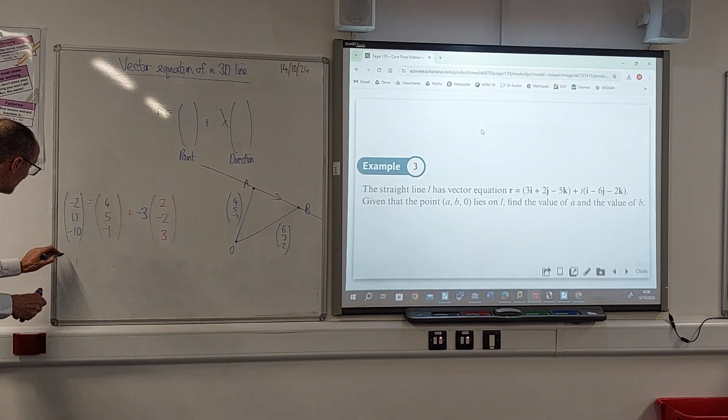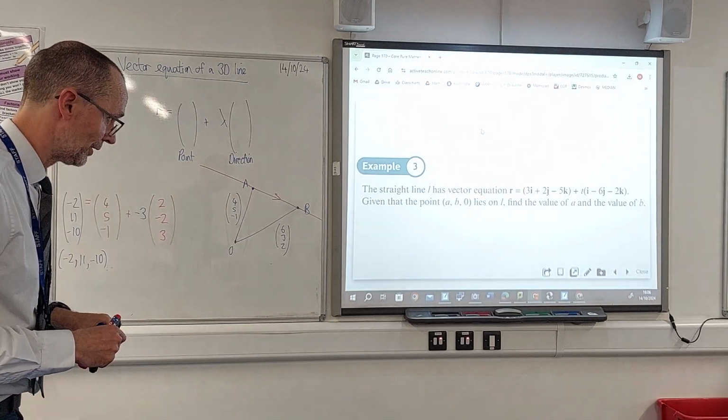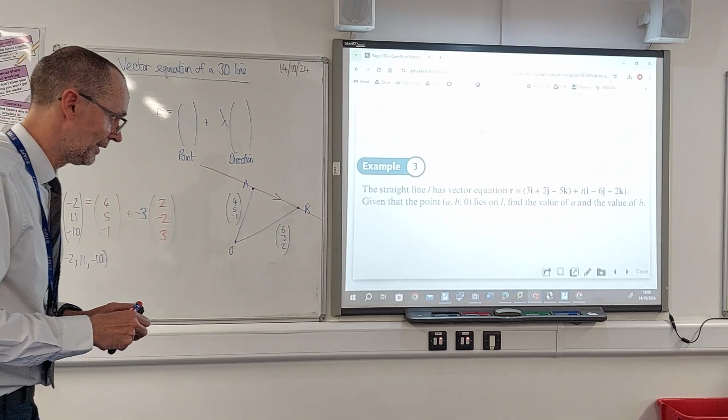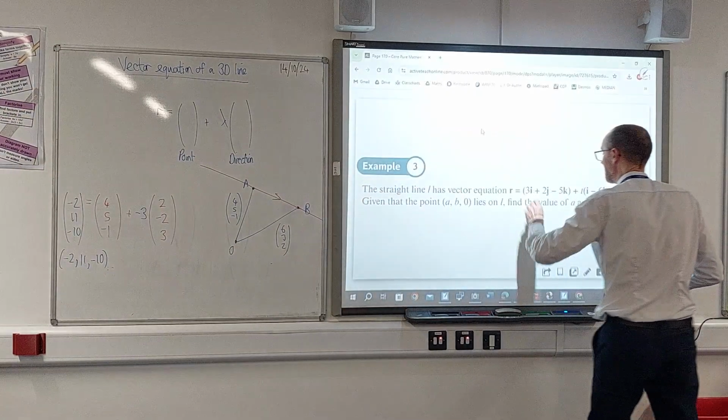And of course that vector there could be described using a 3D coordinate. So we'll have a go. Given that the point A, B, 0 lies on the line, find the value of A and the value of B. You know what I'm going to do straight away?